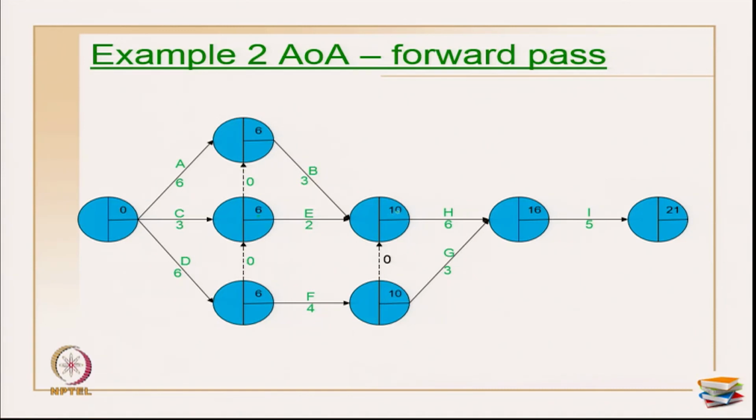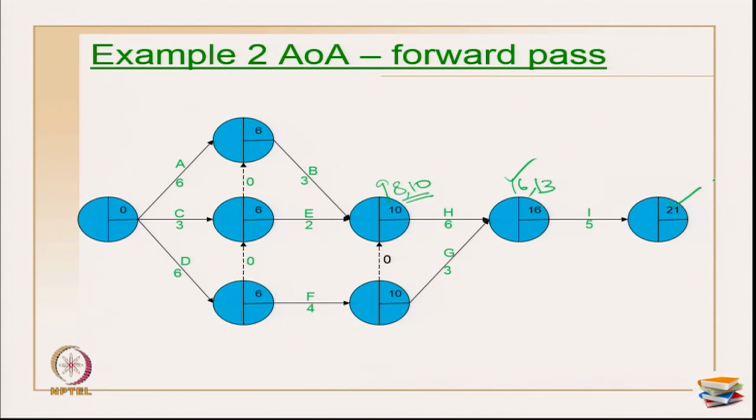Now, coming here I have 3 arrows connecting to this event. 6 plus 3 is 9, 6 plus 2 is 8, and 10 plus 0 is 10 here. So, I have 3 values here. Maximum only you should take when you are doing the forward pass. So, this becomes 10. Now, 10 plus 6 is 16, 10 plus 3 is 13. So, maximum is 16. So, this becomes 16, and 16 plus 5 is 21.